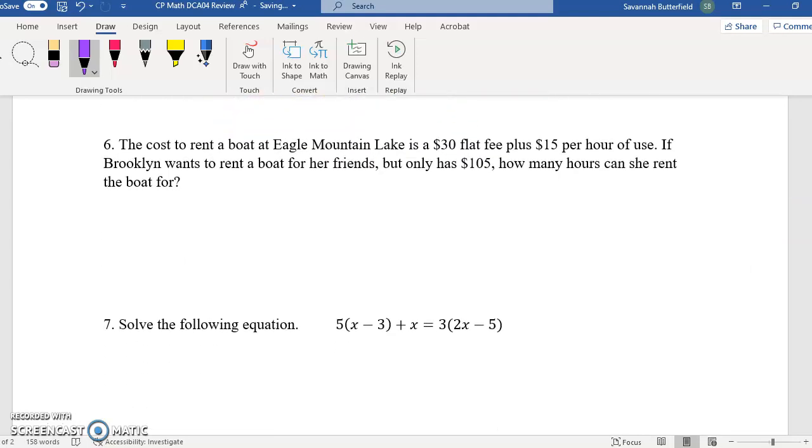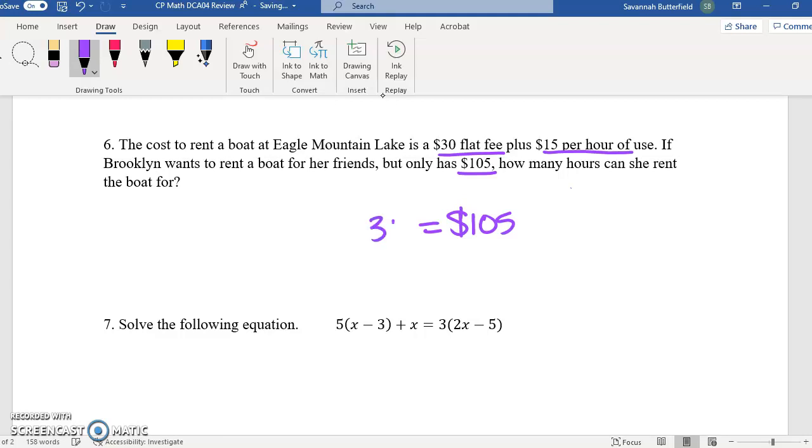Number 6 is similar, but we're going to actually have to use it to solve something. So it says the cost to rent a boat at Eagle Mountain Lake is a $30 flat fee plus $15 per hour. If Brooklyn wants to rent a boat for her friends but only has $105, how many hours can she rent? So this equation, we know what it's equal to. We know it's equal to 105 because that's as much as we can spend.